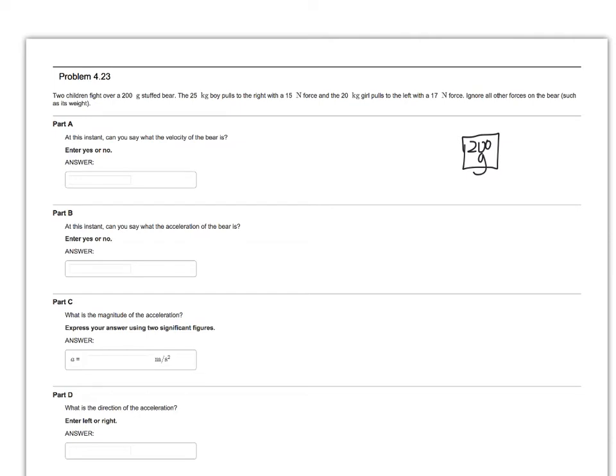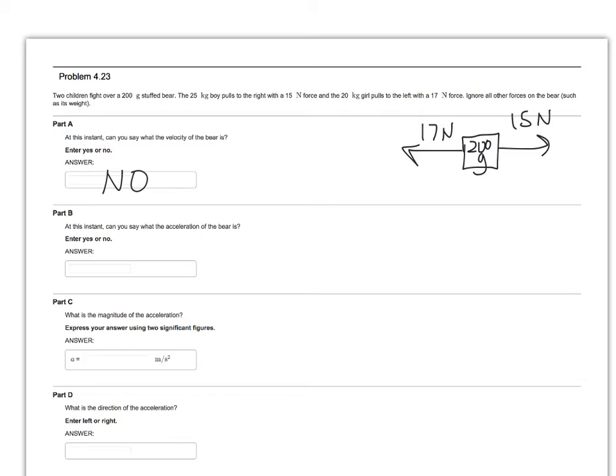So there's the 200 kilogram bear. One force is going to the right, that's 15 newtons. The other is going to the left, that's 17. So the first two are just conceptual questions. At this instant, can you say what the velocity of the bear is? Forces don't tell us about the velocity of objects. Forces tell us about the acceleration. So if all we know are the forces, the answer is no. We can't say what the velocity is.